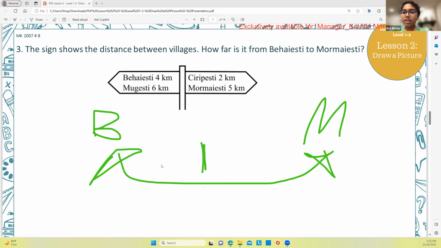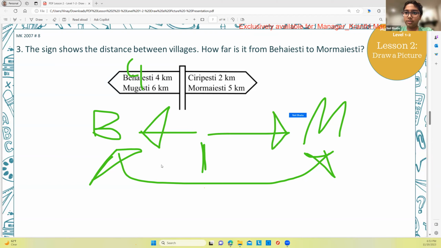Okay. So if Behesti is 4 kilometers in this direction and 5 kilometers in this direction, the distance between Behesti and Marmiste is 9, because 4 plus 5 equals 9. Did anybody not understand?